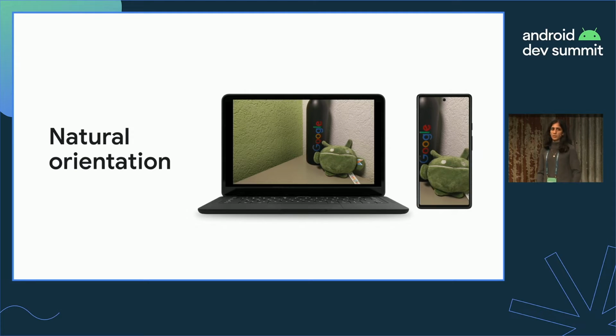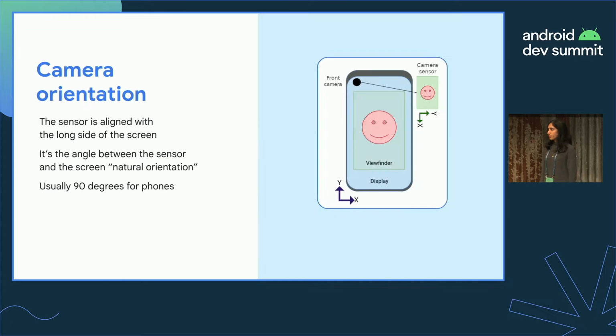So starting from this, we can then define 2 other major concepts. Next, camera orientation is the angle between the camera sensor and the natural orientation of the device. This is likely dependent on how the camera is physically mounted on the device, and it is always supposed to be aligned with the longest side of the screen.